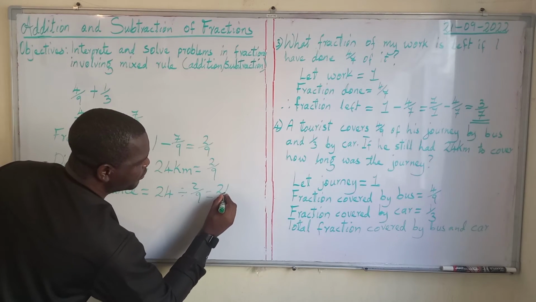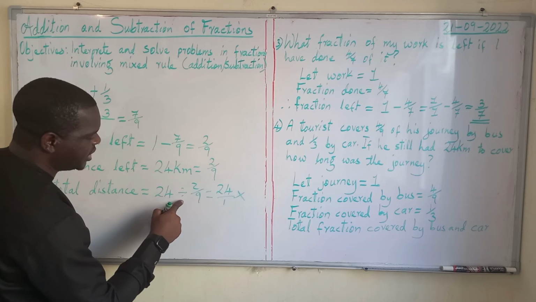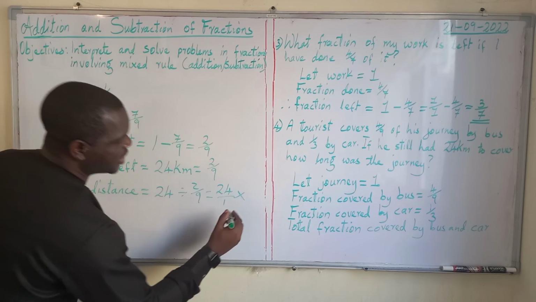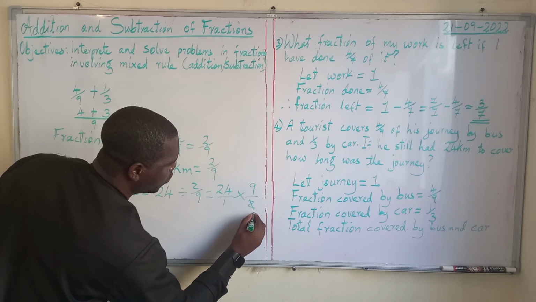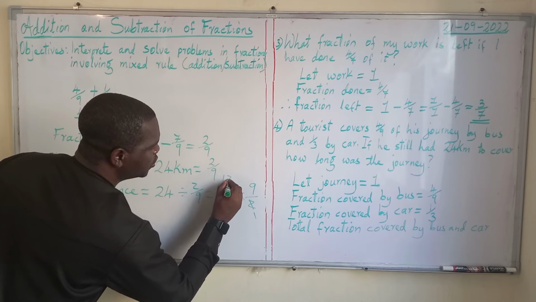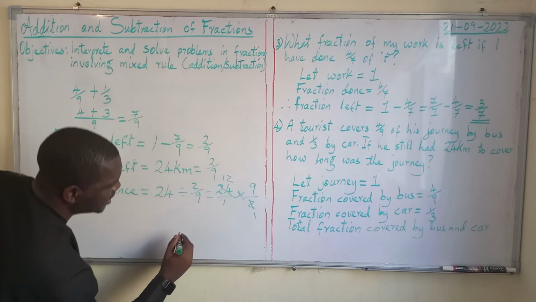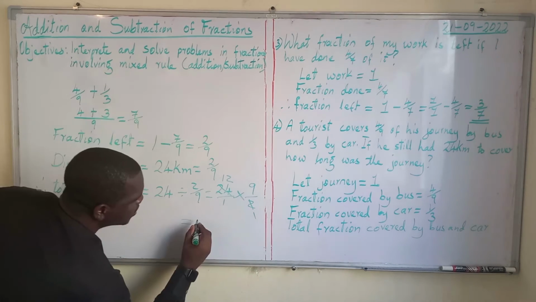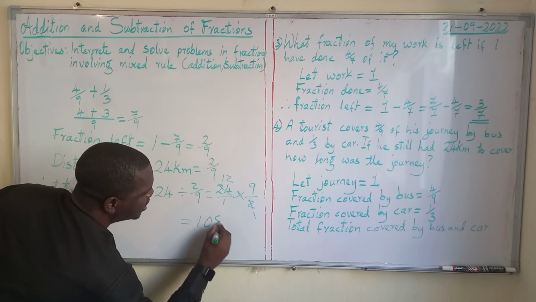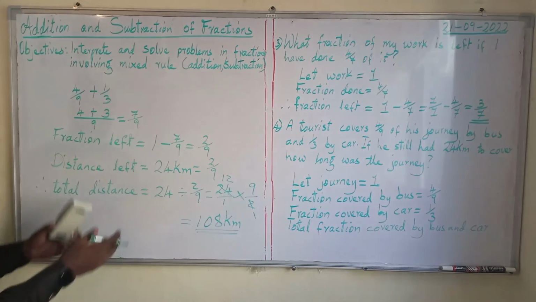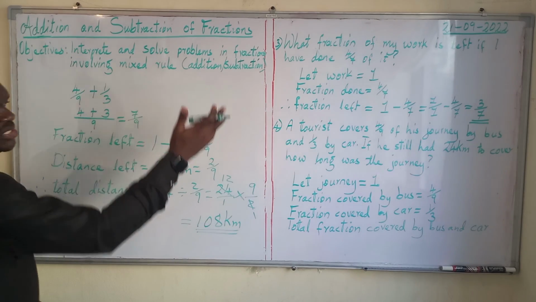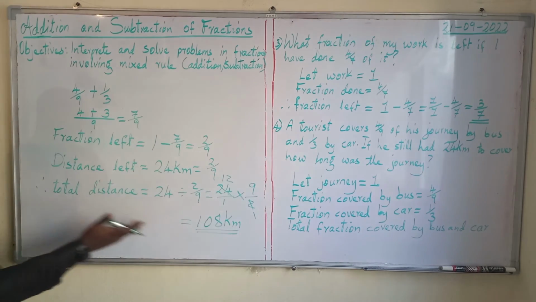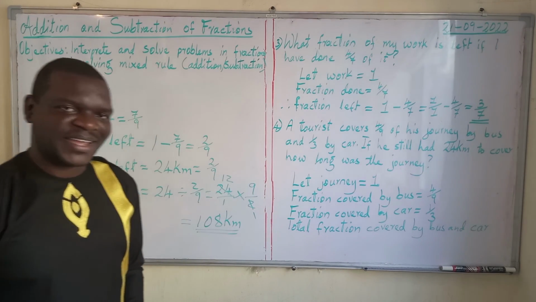which is the same as 24 over 1 times, you change the sign and invert the second fraction, that will be 9 over 2. 2 here, 1 time, 2 into 24, 12. And 9 times 12 will give 108 kilometers. So this is what you do when it comes to word problems in fractions as such. These are the steps to follow to arrive at the final answer.